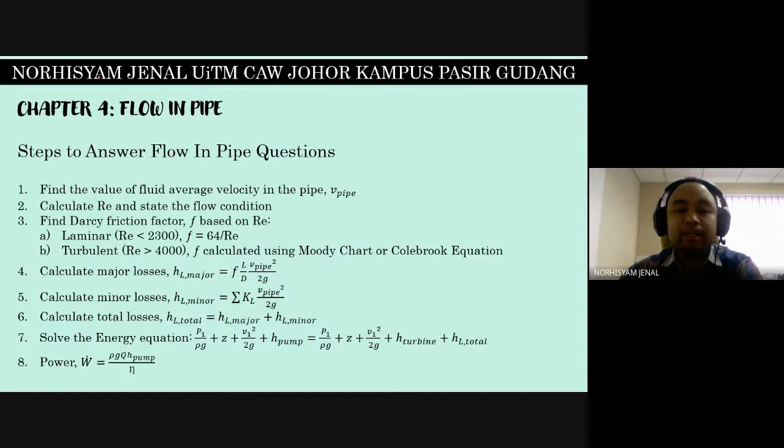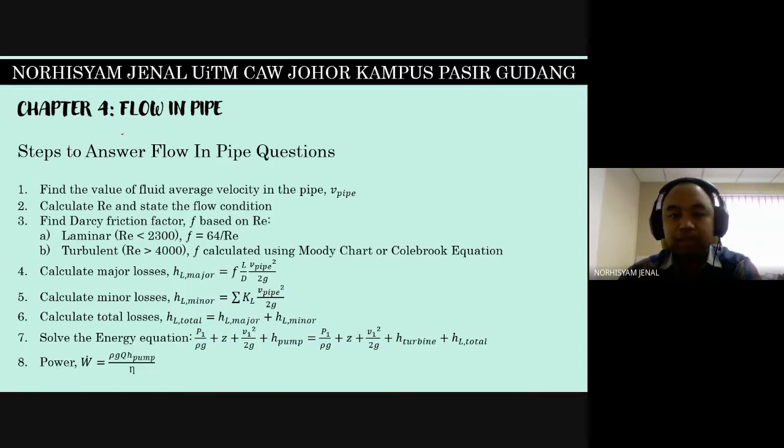you should see on this slide. There are 8 steps, and these are the steps that you need to follow one by one. Okay, so if you have any questions regarding flow in pipe, you can just answer the question based on these steps. So the first one, find the value of fluid average velocity in the pipe, V pipe. This is the first thing that you need to do. Whatever the question asks, you need to find out this V pipe first.